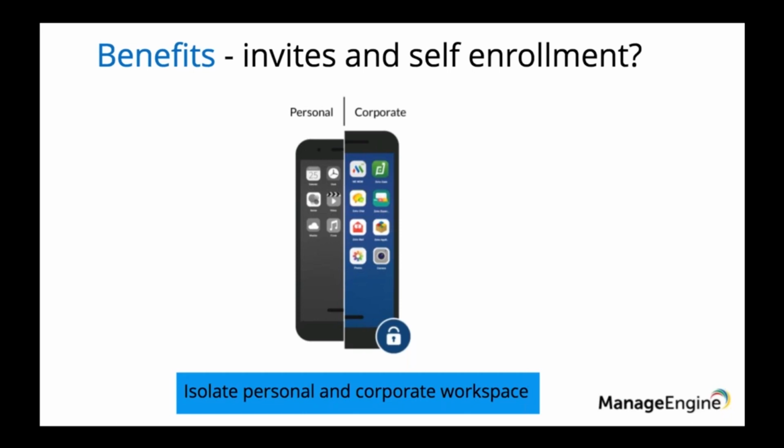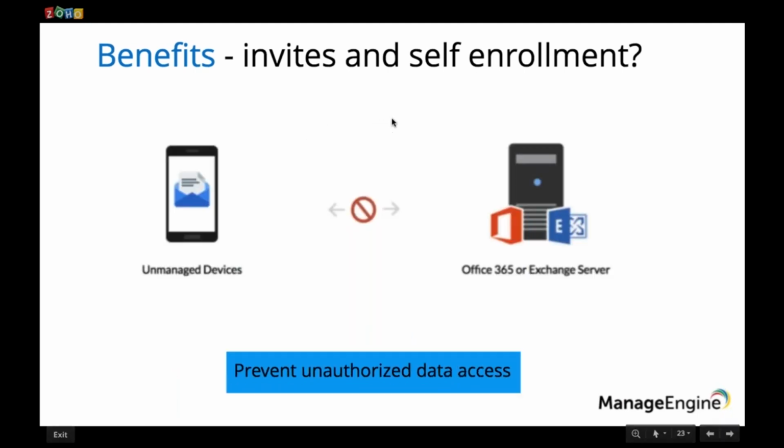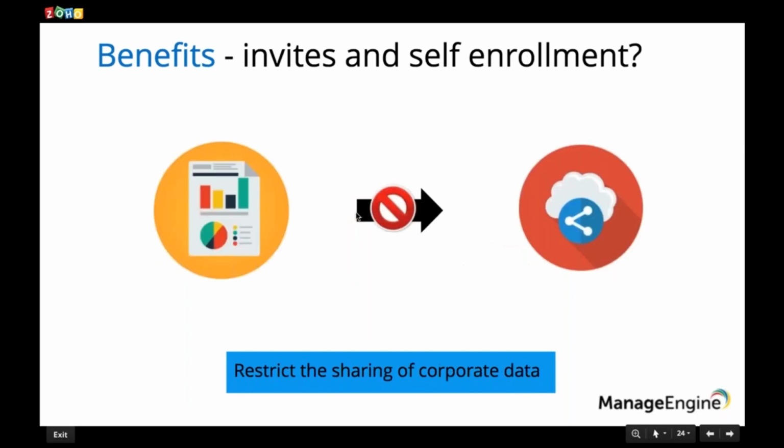You can isolate the personal and corporate workspace on the end user's device, thus ensuring privacy to your end user's personal data while also guaranteeing security to the corporate data on the device. You can prevent unauthorized data access by ensuring that only your managed devices get to access your corporate resources while your unmanaged devices are completely restricted. You can also restrict the end users from sharing corporate data to third-party cloud services.